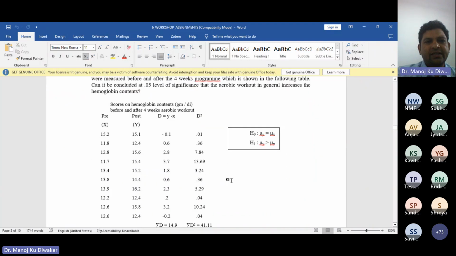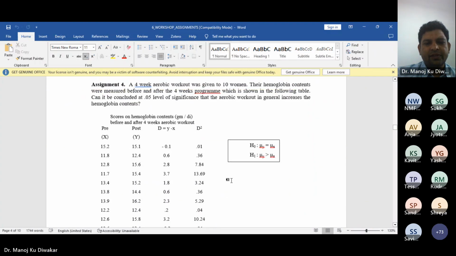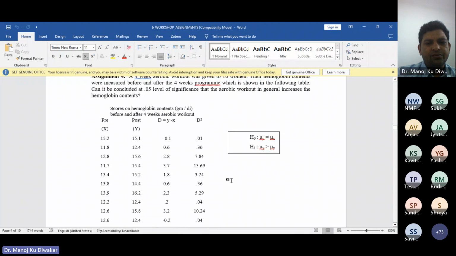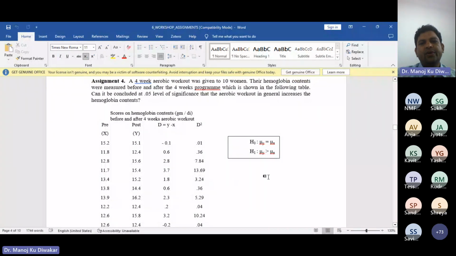Okay, so the next case, the data is in front of you, and you can read this question and understand where we can use the paired t-test.